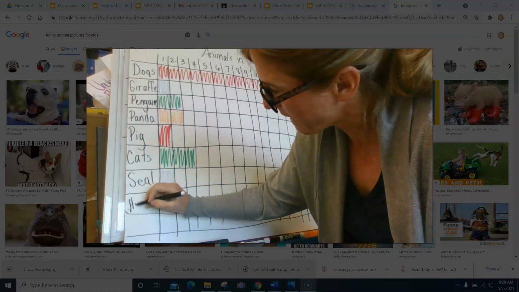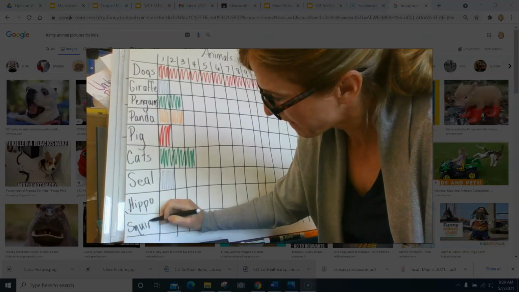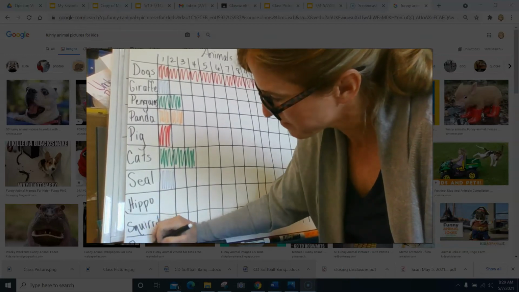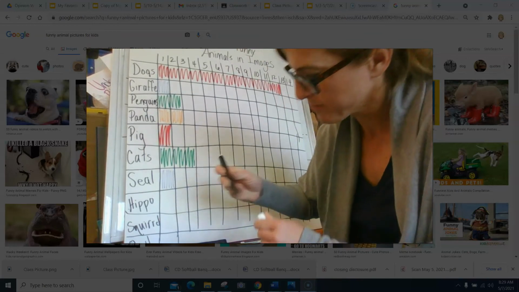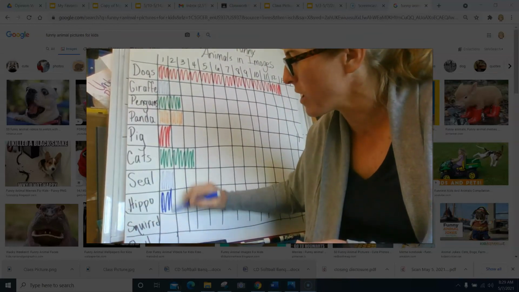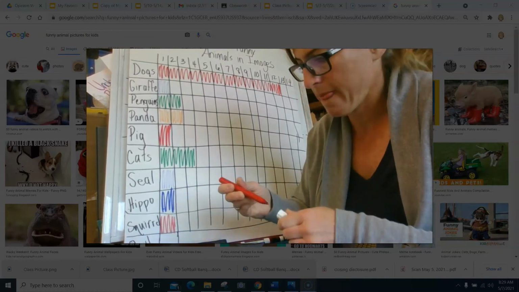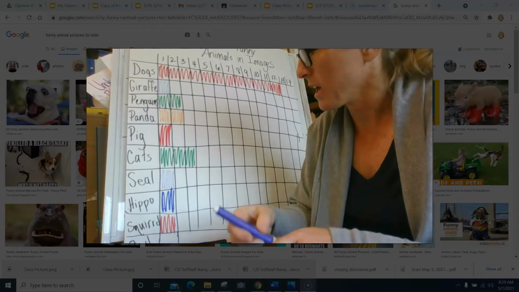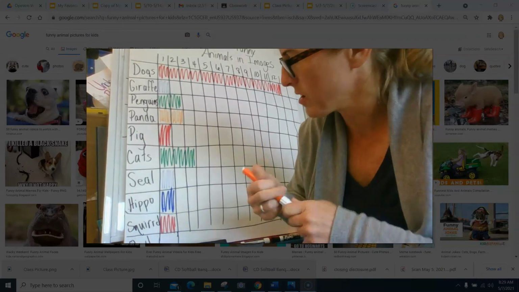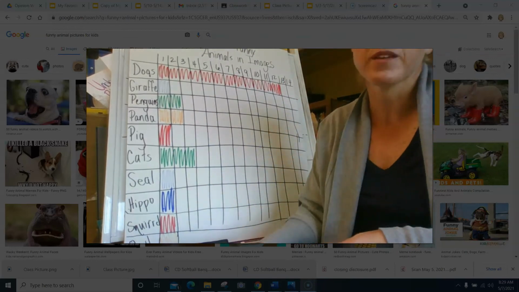Hippo. Squirrel and owl. And there's one of each. So one hippo, one squirrel, and one owl. And that's it. So there's my graph.